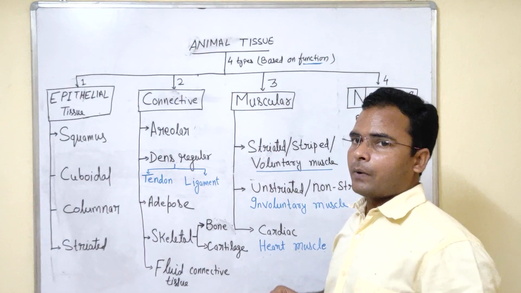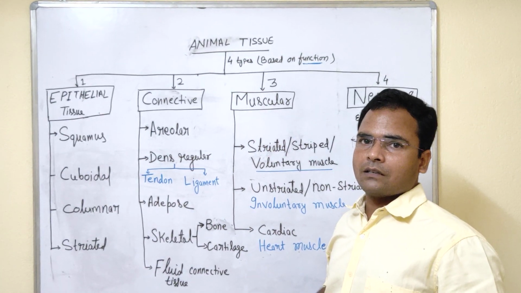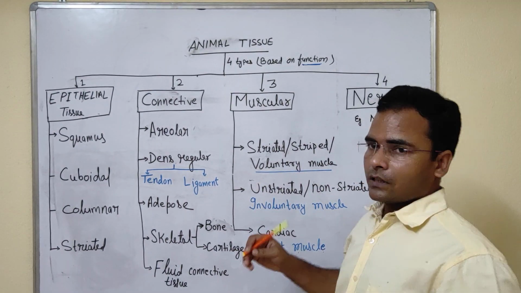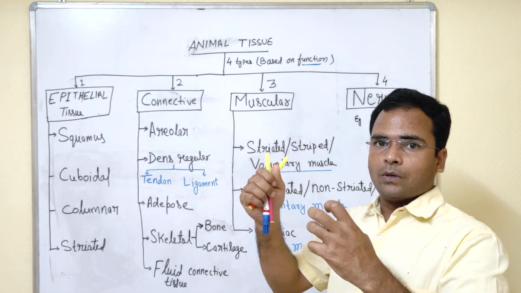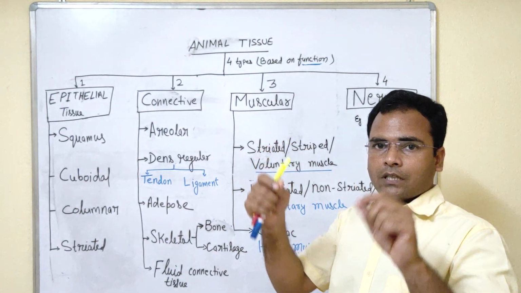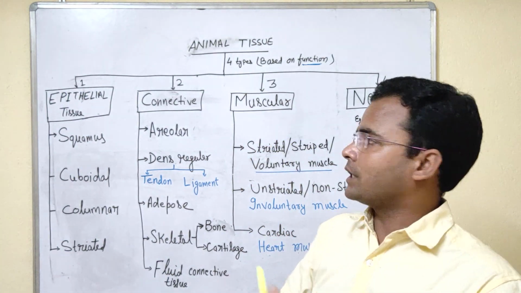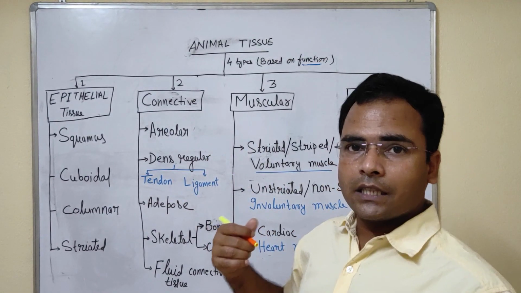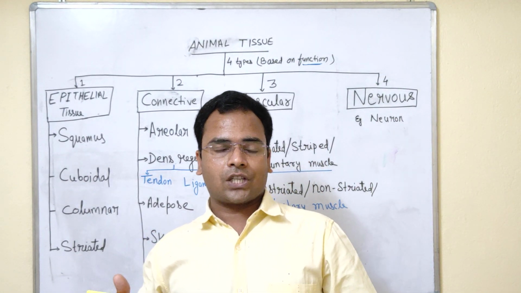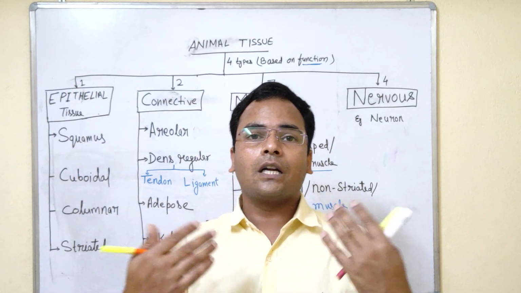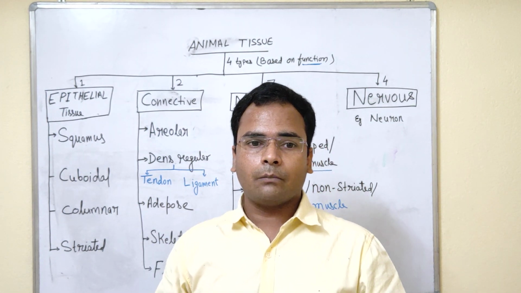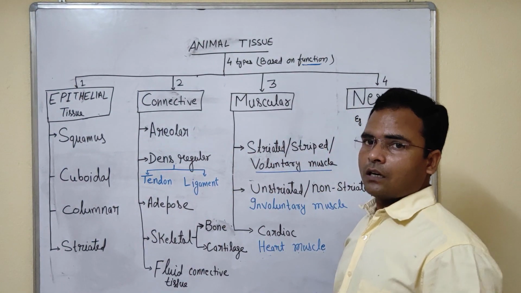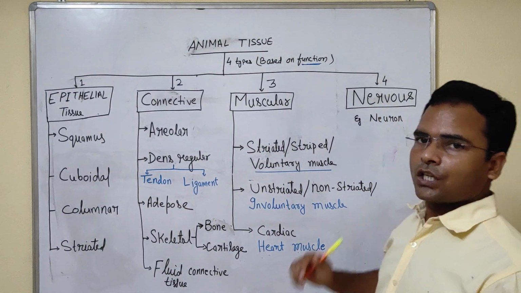The third one is the muscular part. As in the skeleton system, we have the skeleton system, right? The muscles are responsible to give a particular shape to the body. So the next one is the muscular tissue. Their functioning is different. They might function according to our will, or they might not function according to our will. So the muscular tissue is the third type, and the fourth type is the nervous tissue.